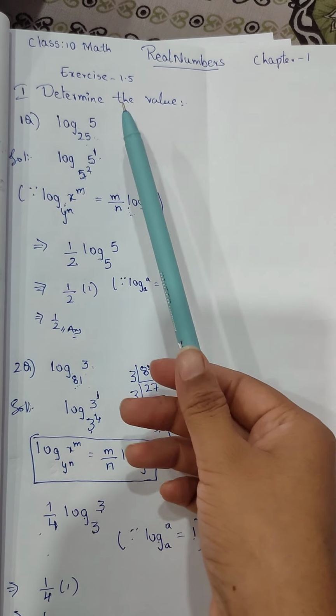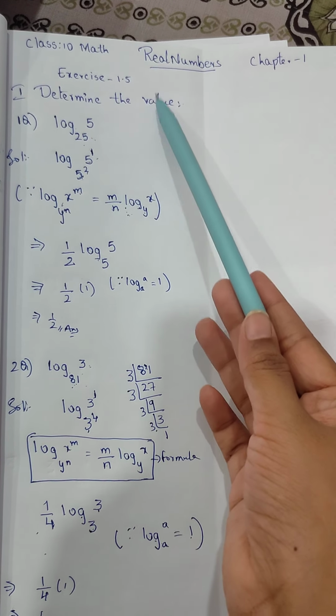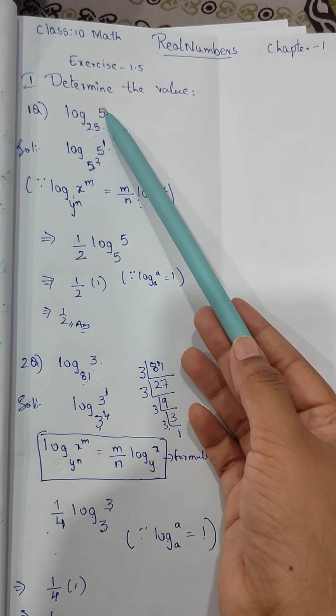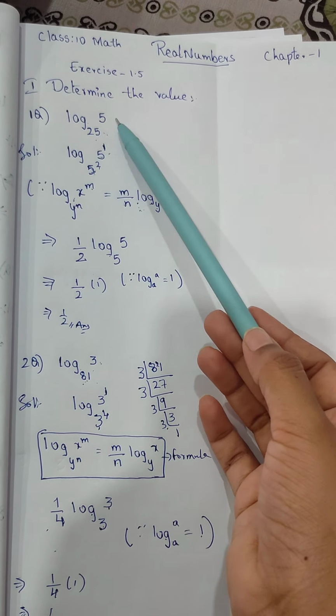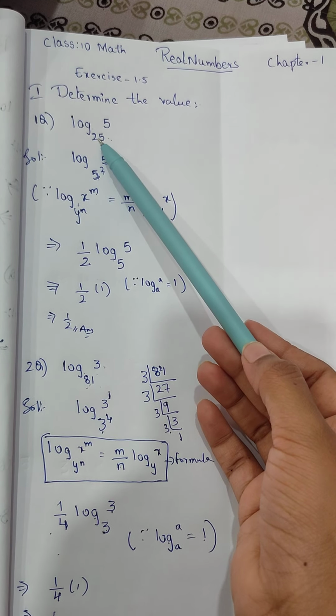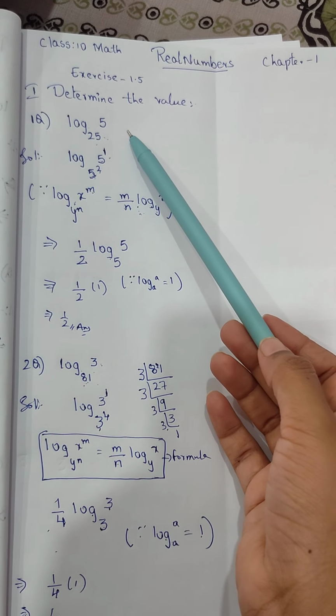Real numbers, exercise 1.5. First, find the value. Determine the value of log base 25 of 5. The base is 25 and the argument is 5. We have to find the value of x.